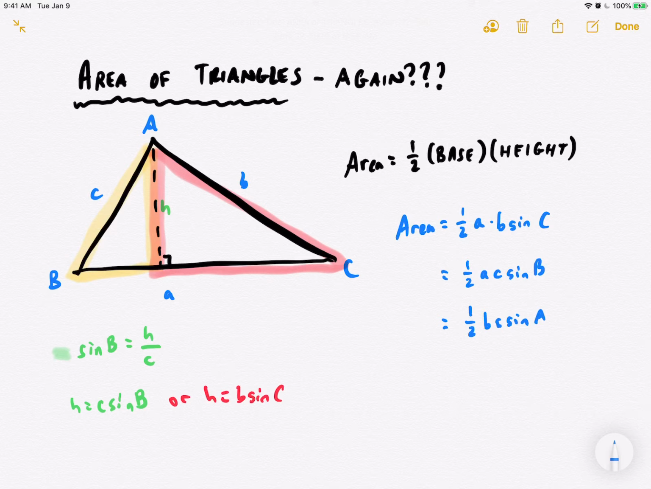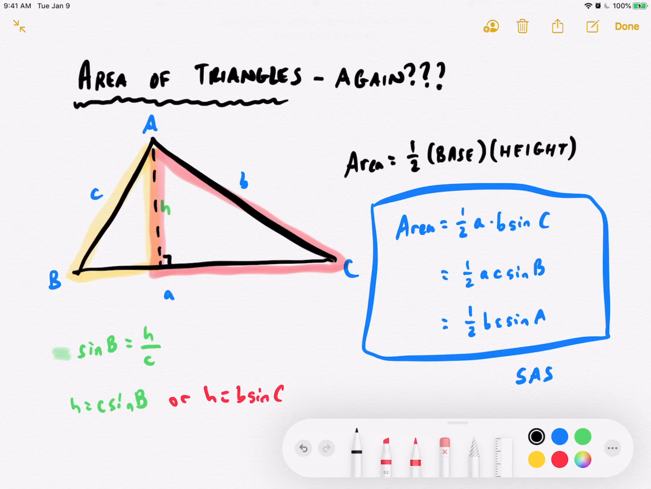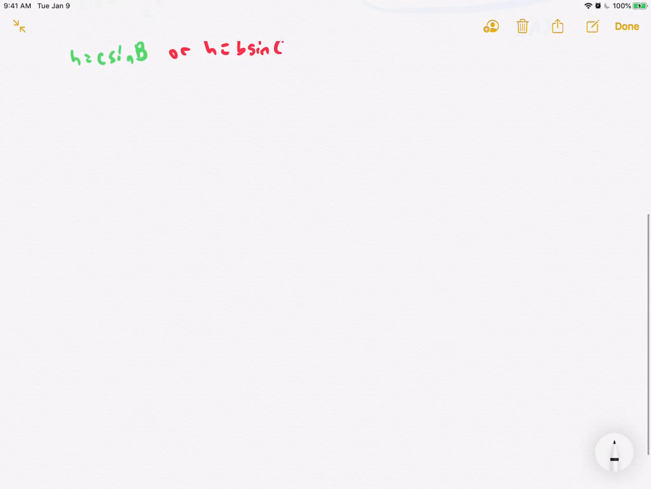All those are nice, quick ways we can find the area of a triangle, and all of them originate from a side angle side setup. And that's clear because you have side a, side b, and then angle C, or side a, side c, and angle B, and so on and so forth. So that's a quick way we can find the area of a triangle. Let's look at a quick example where that would be useful.